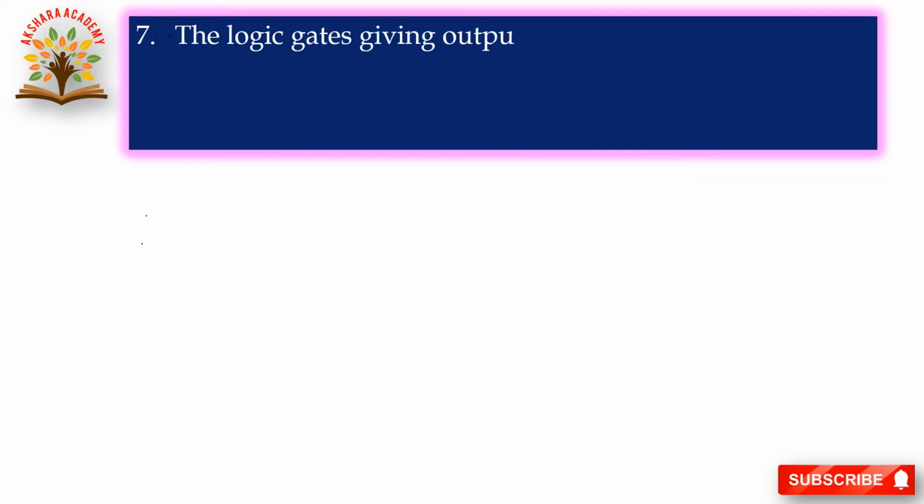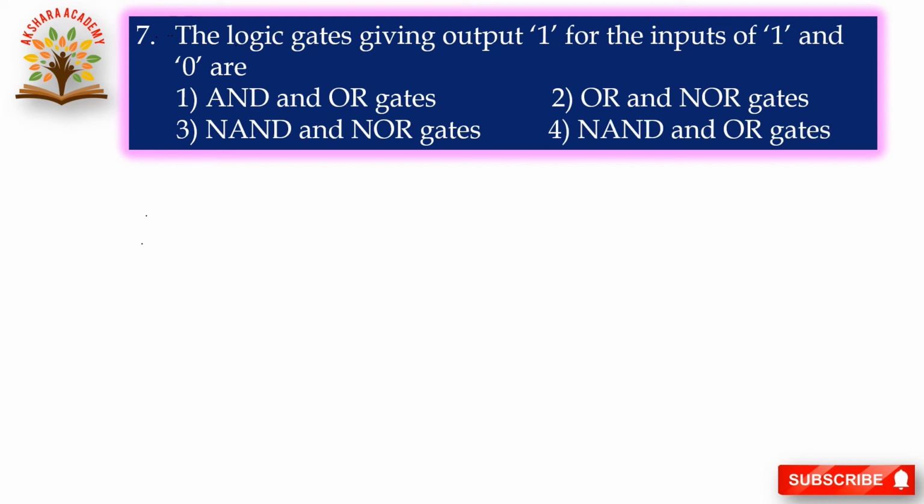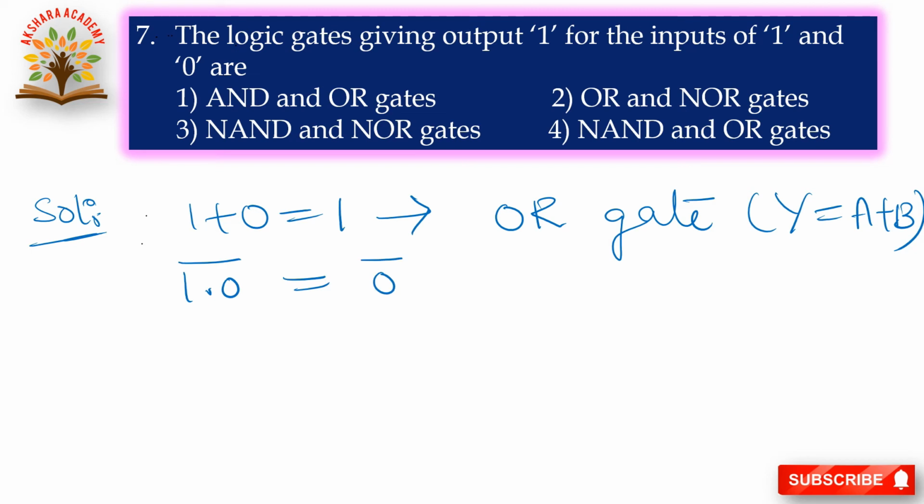The logic gates giving output 1 for the inputs of 1 and 0 are, see this, the logic gates giving output 1 for the inputs of 1 and 0. Now we'll go to the solution. 1 plus 0 is equal to 1, so this indicates OR gate. Y is equal to A plus B. So (1 dot 0) bar is equal to 0 bar, that is equal to 1.